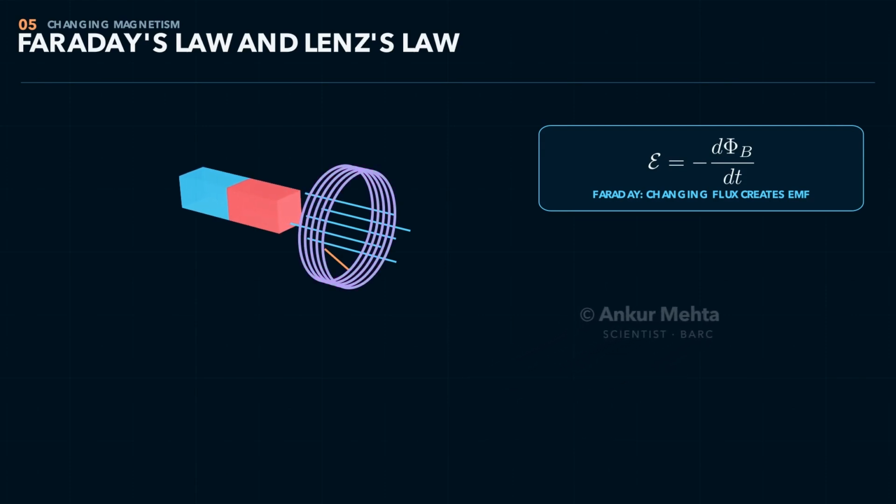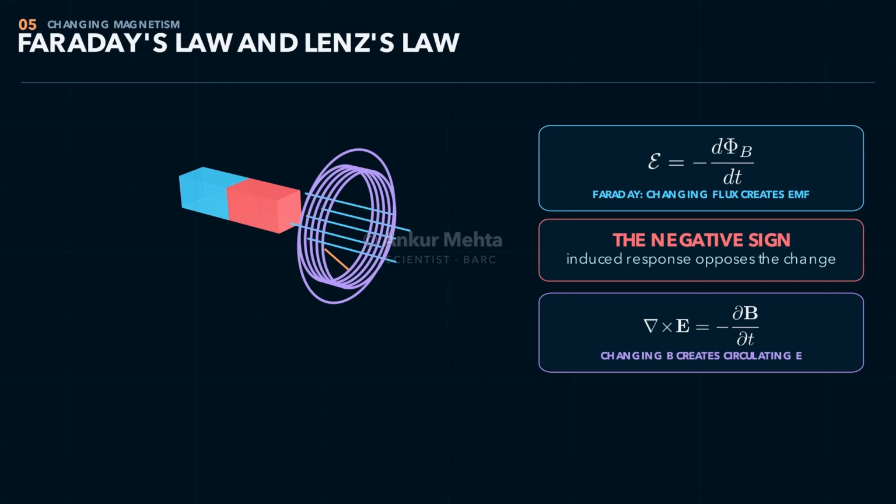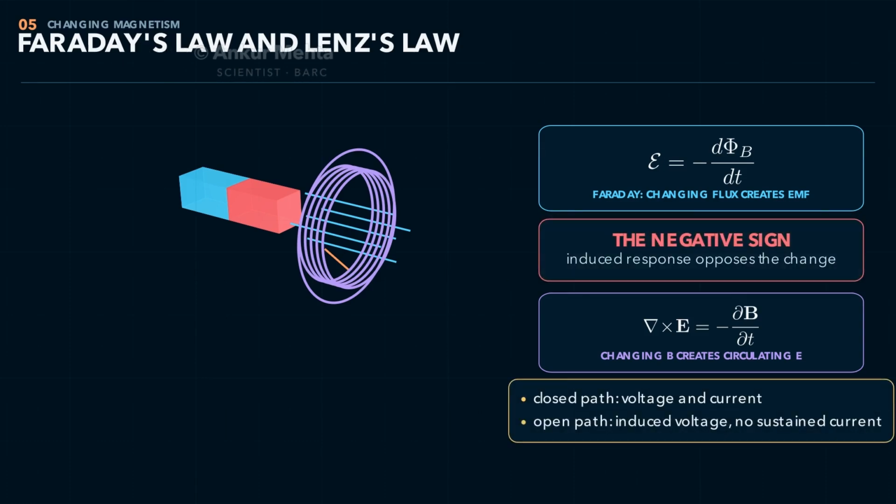What does the negative sign mean? It is Lenz's law. If the approaching north pole increases flux, the induced current creates a magnetic response that opposes that increase. Pull the magnet away, and the current reverses to oppose the decrease. With a closed conducting path, we obtain current. With an open path, the induced electric field and voltage can still exist, but sustained current cannot flow.